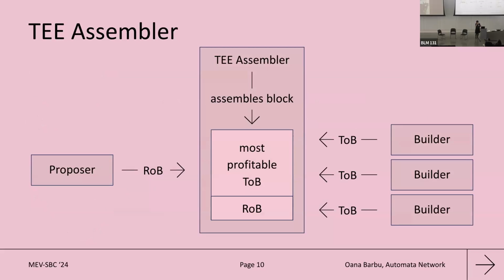And in case the TOB and the ROB have conflicting transactions, the proposer can either ask the assembler to exclude TOBs that would conflict with the ROB, or you can ask the assembler, okay, you can remove the transactions from my ROB that conflict with the most profitable TOB.